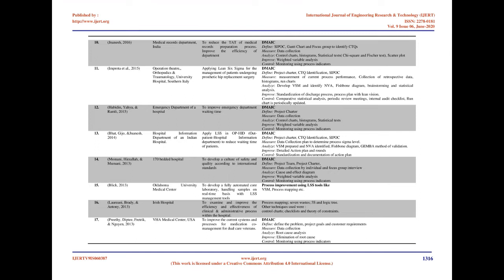DMAIC. Define: SIPOC, Gantt chart and focus group to identify CTQs. Measure: data collection. Analyze: control charts, histograms, statistical tests, chi-square and Fisher test, scatter plot. Improve: weighted variable analysis. Control: monitoring using process indicators.